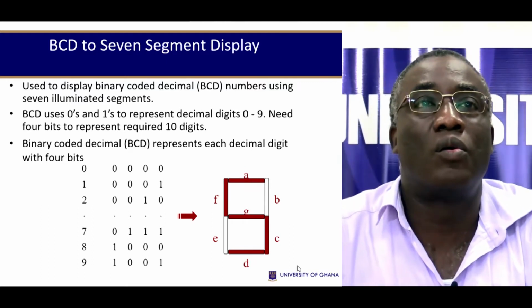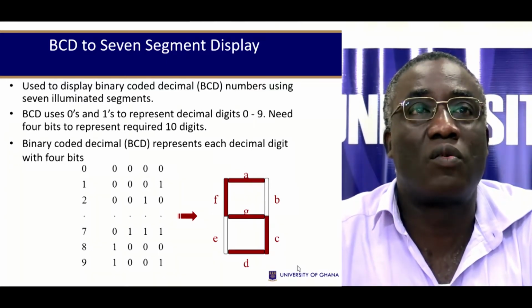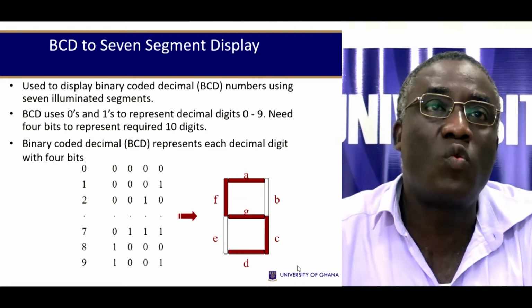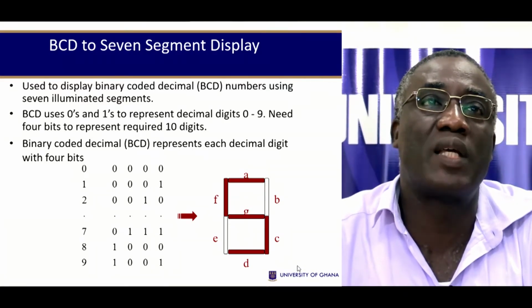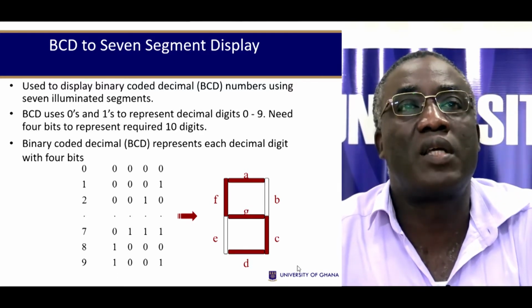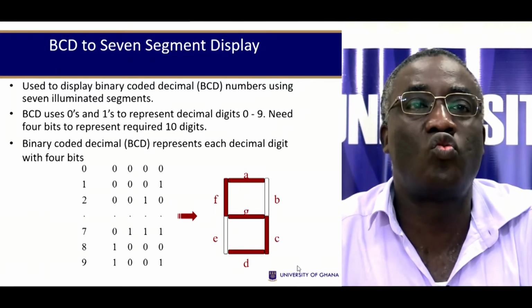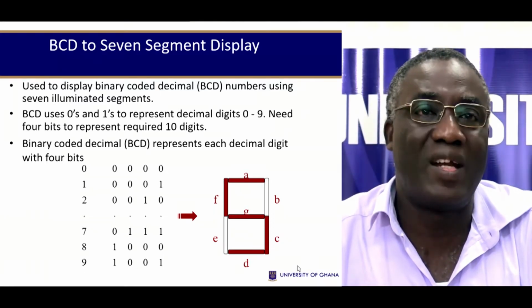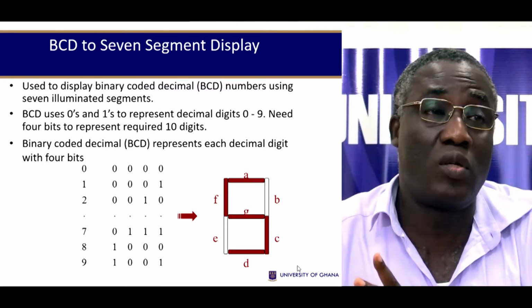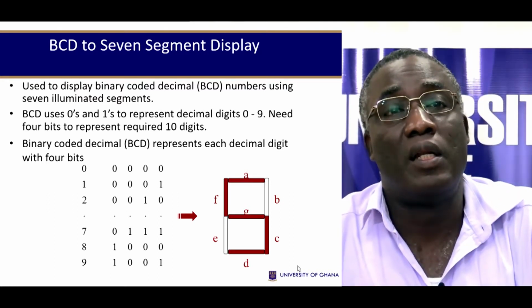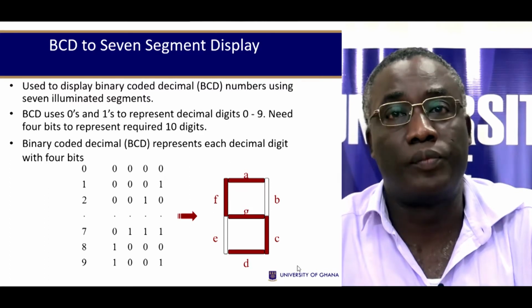Now, you have 0, 0, 0, 0. You can say, let's represent 0 with that. When all the 4 inputs are 0, then the output should be 0. Then 0, 0, 0, 1 to represent a 1, 0, 0, 1, 0 to represent a 2, and so on, up to the 9 digits that you can display, which is 9, which is 1, 0, 0, 1.